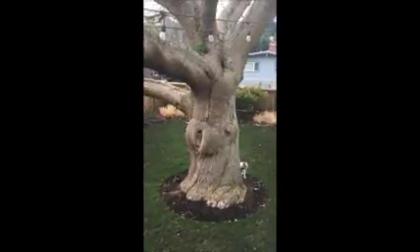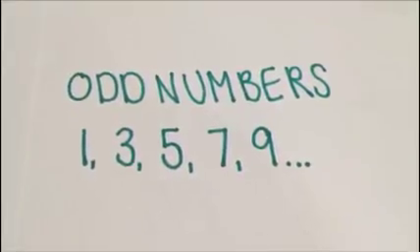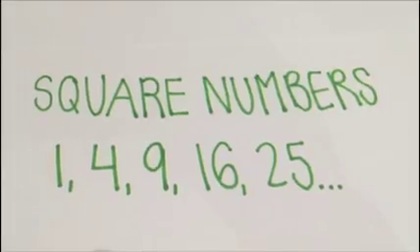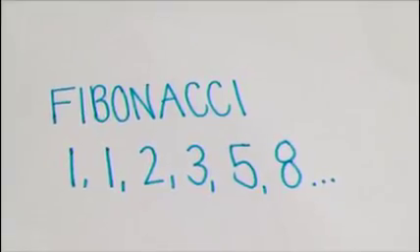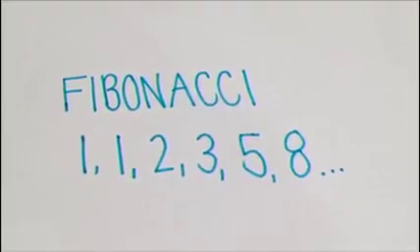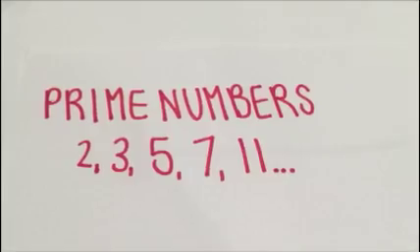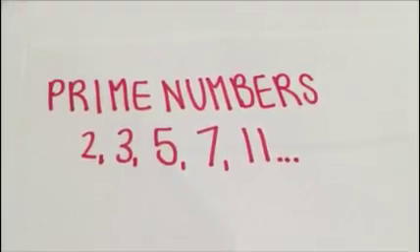Odd numbers, like 1, 3, 5, 7, and 9, which are not multiples of 2. Square numbers, like 1, 4, 9, 16, and 25, which have integer square roots. Fibonacci, like 1, 1, 2, 3, 5, and 8, which is a series of numbers in which each number is the sum of the two preceding numbers. Prime numbers, like 2, 3, 5, 7, and 11, which are divisible only by itself and 1.